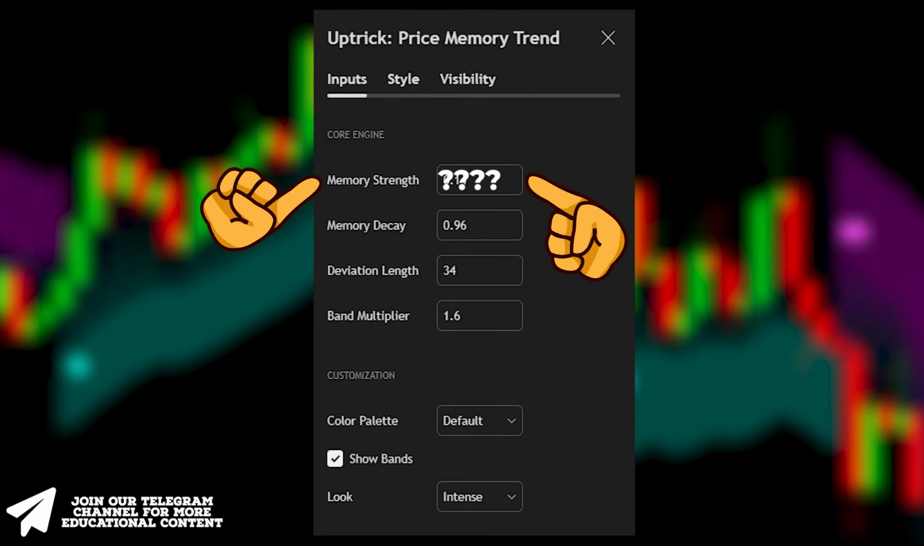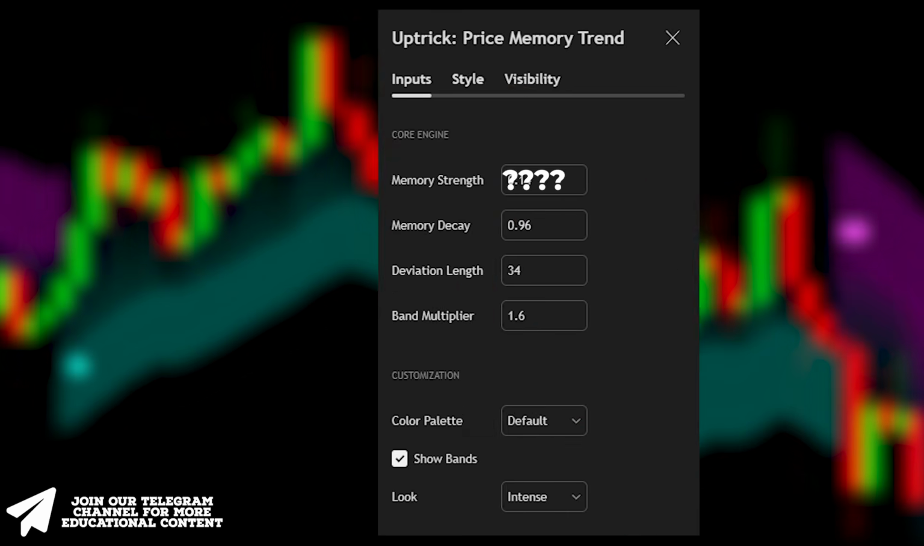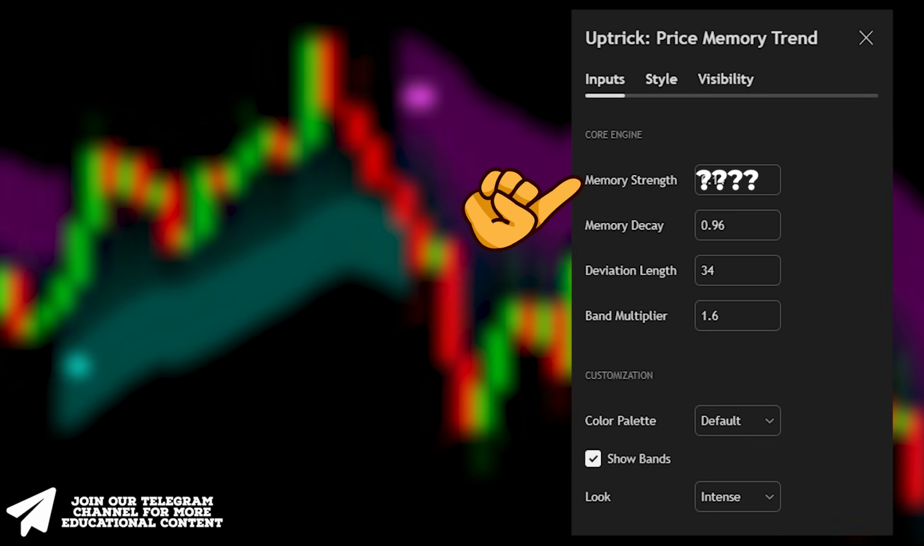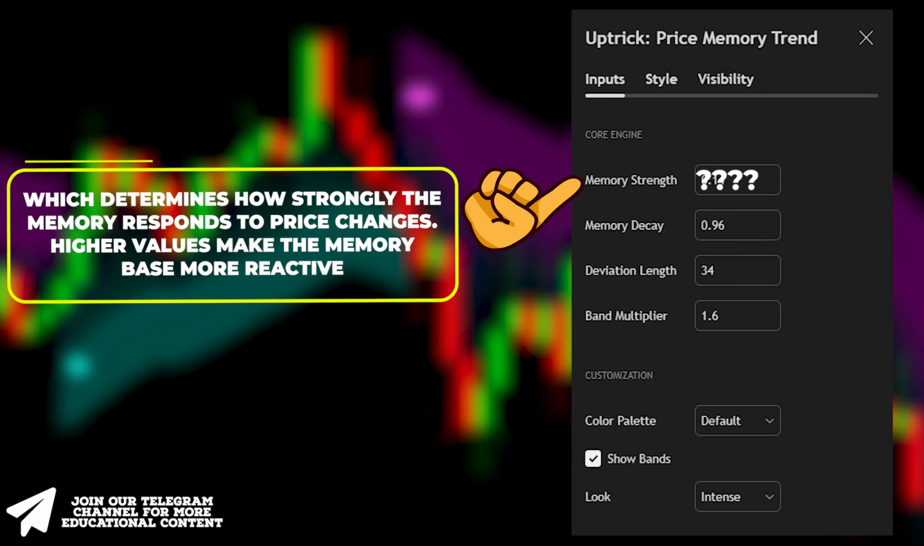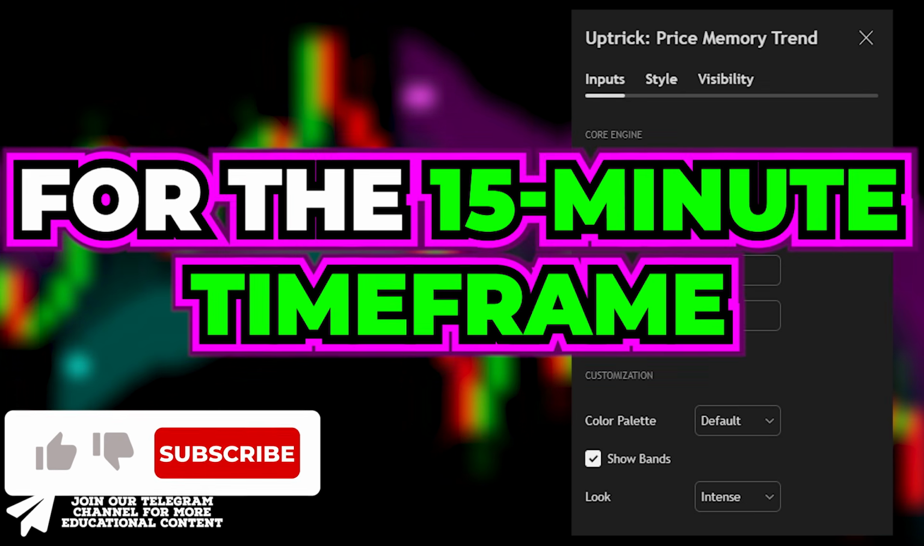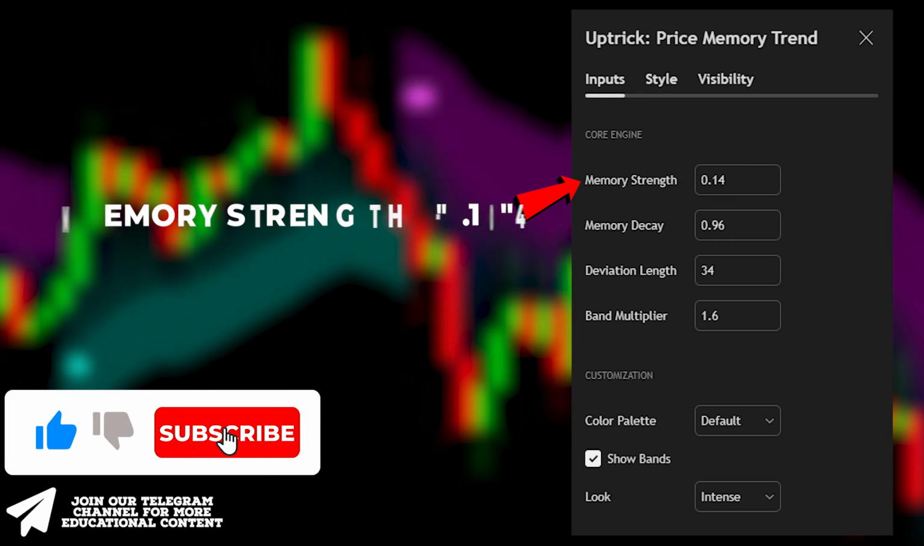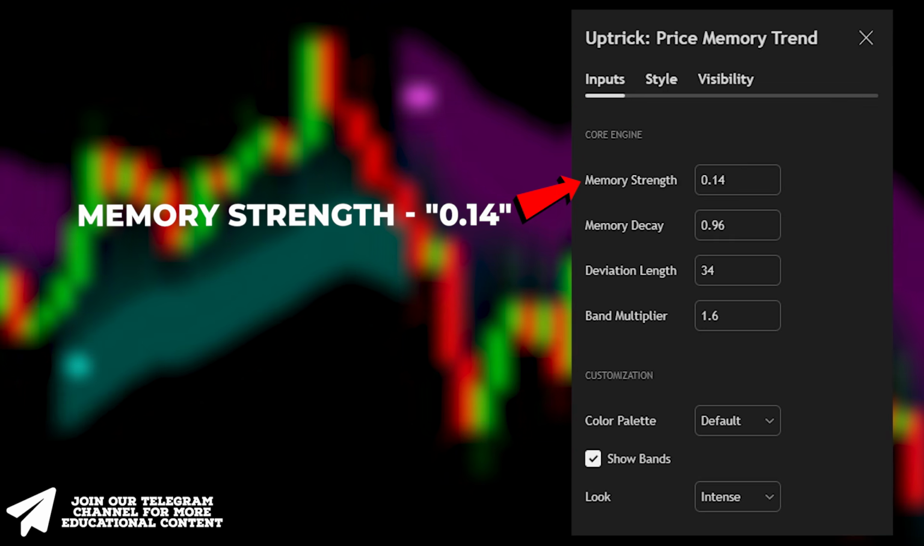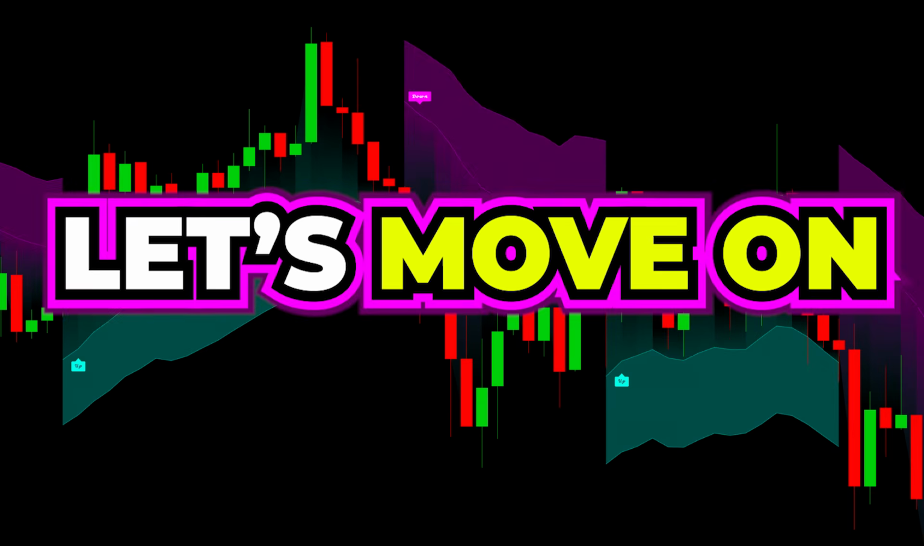We'll be adjusting only one parameter, but it can completely change how the indicator works. We're talking about memory strength, which determines how strongly the memory responds to price changes. Higher values make the memory base more reactive. For the 15-minute time frame, we slightly increase the value to 0.14. Now, let's move on to the next step.